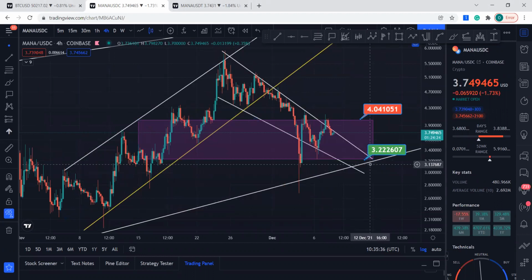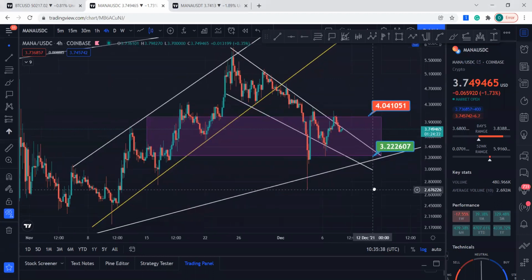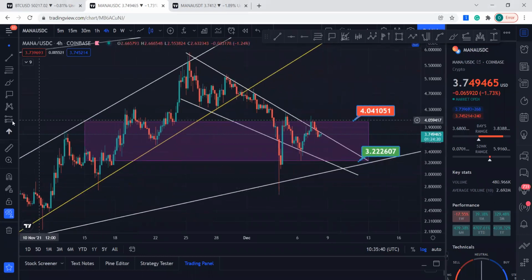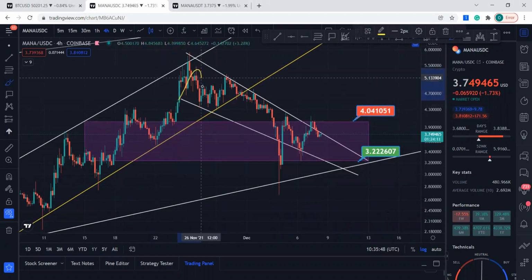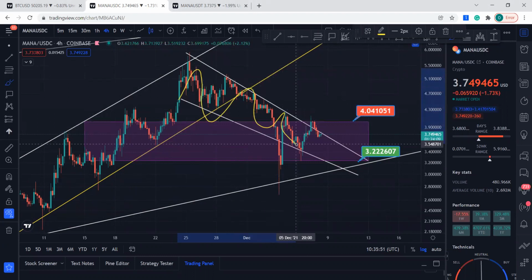So let's quickly see what's going on with Mana Decentraland. We can see that a lot of coins are creating a similar kind of scenario, where you can see it's just in this pattern. It went a little bit below, but then it came right back in. And you can see it has respected this area as well as the support.